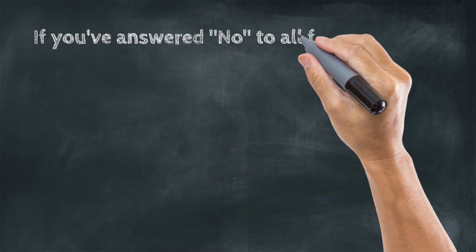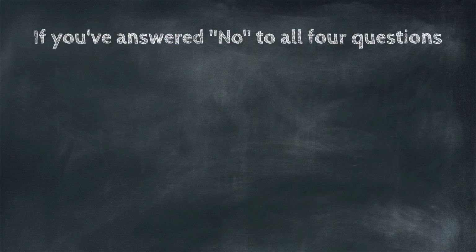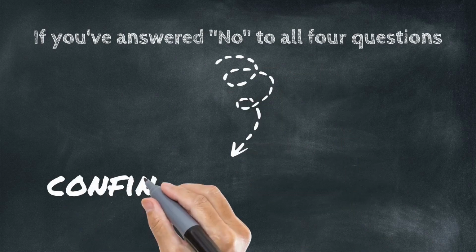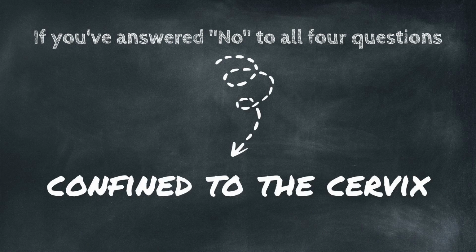Now, we reached the last bit. What if you've answered no to all 4 questions? Well, that means that the tumor is confined to the cervix and you're in stage 1 territory. This is where our 2 magic numbers come into play. So, there are 2 features that you need to look at in stage 1.